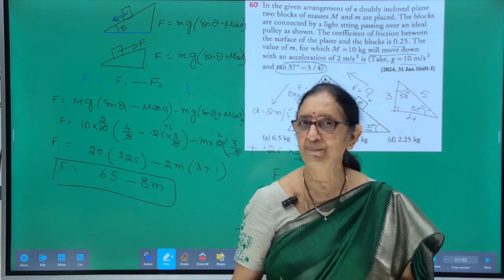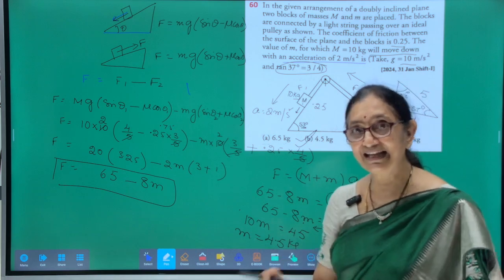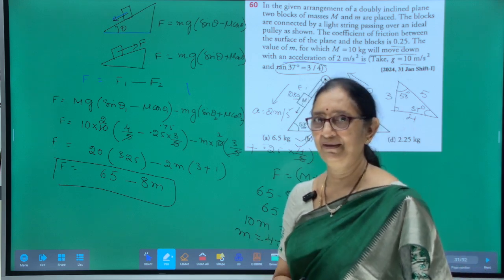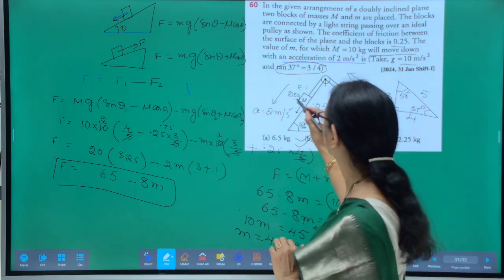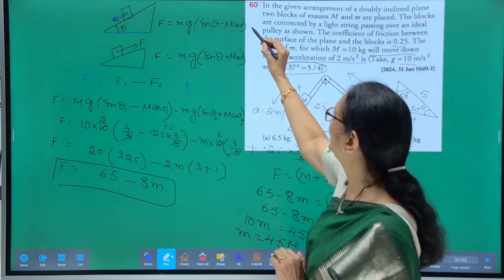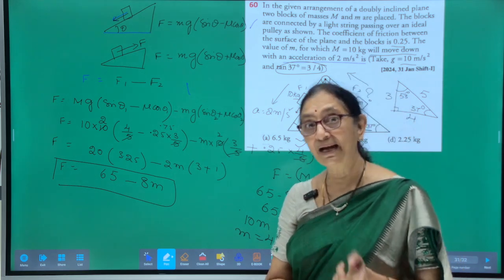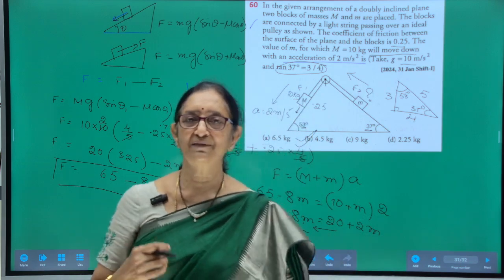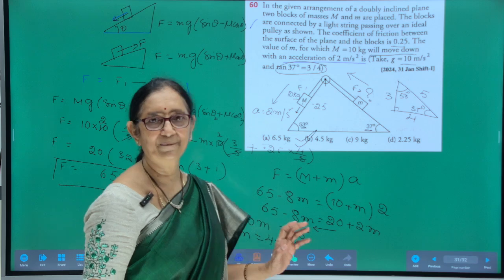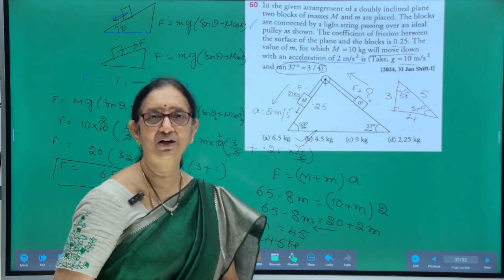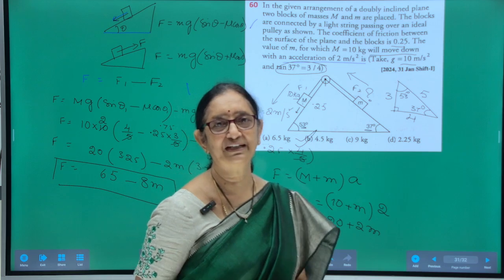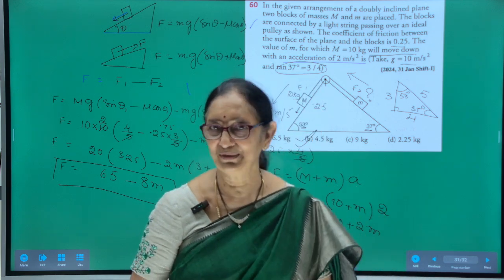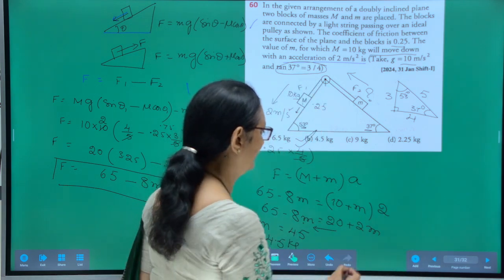So in this problem, it is simple but a bit lengthy, you have to do the calculation very carefully. And the most important concept is, this is moving down, force on it is mg of sin theta minus mu cos theta. As this is moving up, force on it is mg of sin theta plus mu cos theta. As those two forces are opposing one another, net force we have taken as F1 minus F2, and net force is equal to M1 plus M2 into a. That is the concept behind the problem.